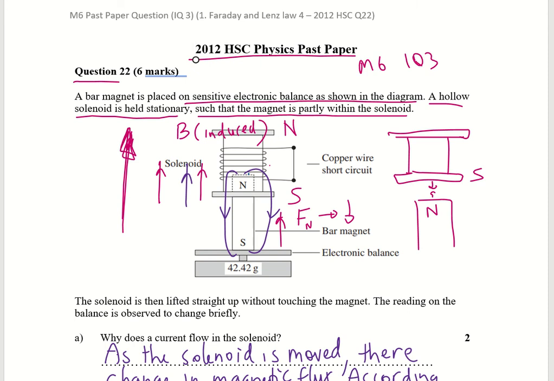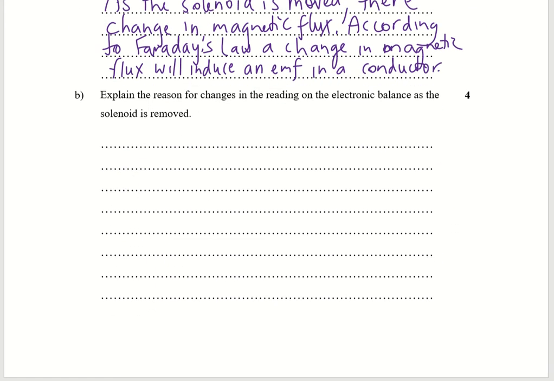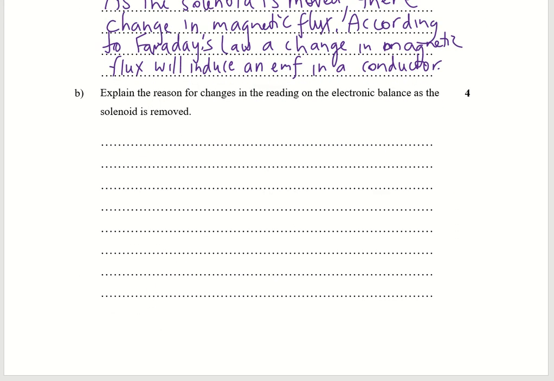Once you've taken this solenoid really, really far away, there is no longer any change in magnetic flux. Hence, it will go back to the original mass of 42.42 grams. That's the explanation like that. Let's put that into numbers or explanation. So the first one is a solenoid moving away from magnet.